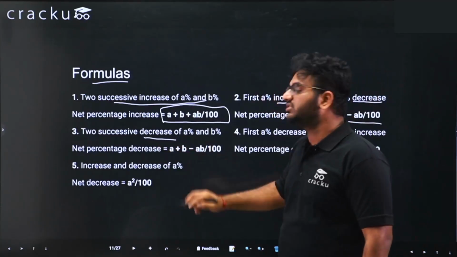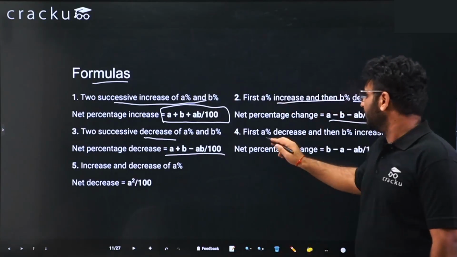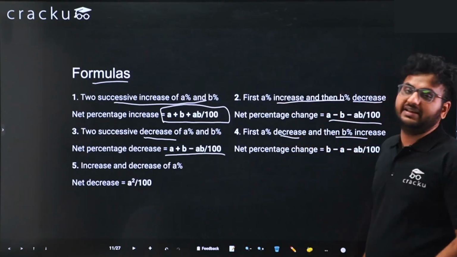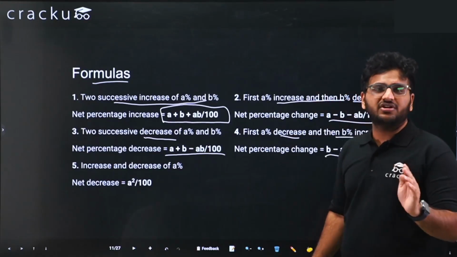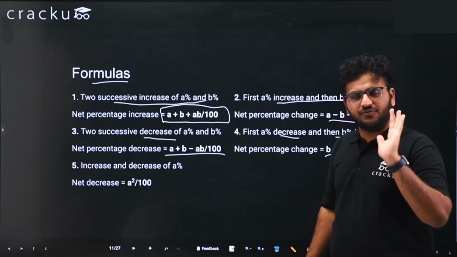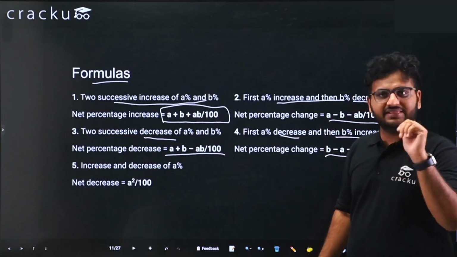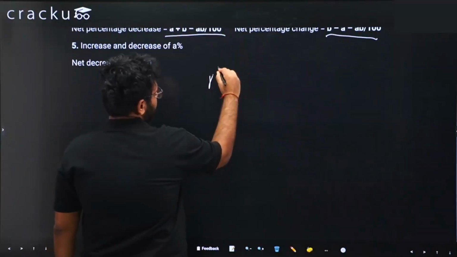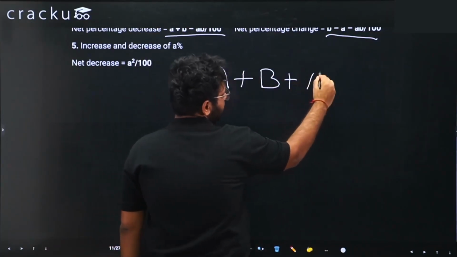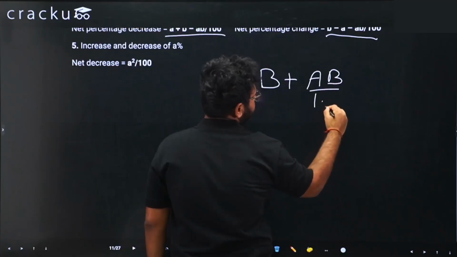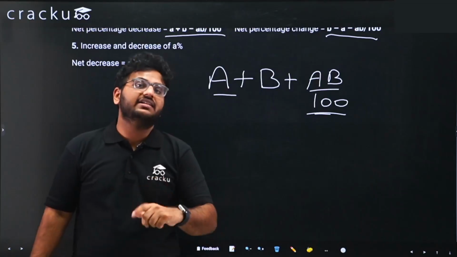If both are successive decreases, it would be minus A minus B plus AB by 100. And first A% decrease and then B% increase would be B minus A minus AB by 100. If we don't want to remember all these formulas, I will teach you one formula, and all of these will be covered in that form. The formula is A plus B plus AB by 100, where capital A and B consist of both the sign and the value.